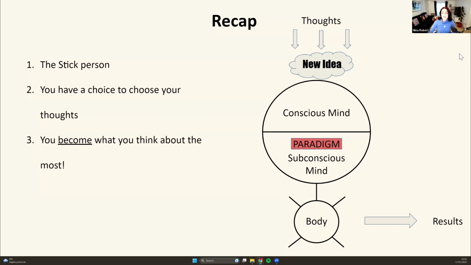So we saw that stick person figure and we identified the concepts of paradigm and the concepts of the subconscious mind. And we saw how to achieve better results or change whatever we need to change in our life just by understanding or having a better picture of our mind and of what's actually going on in our subconscious mind, that is the hidden part of it.